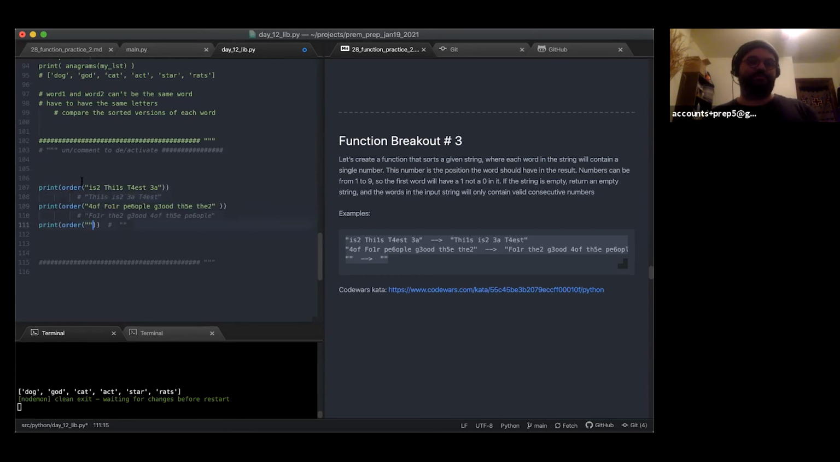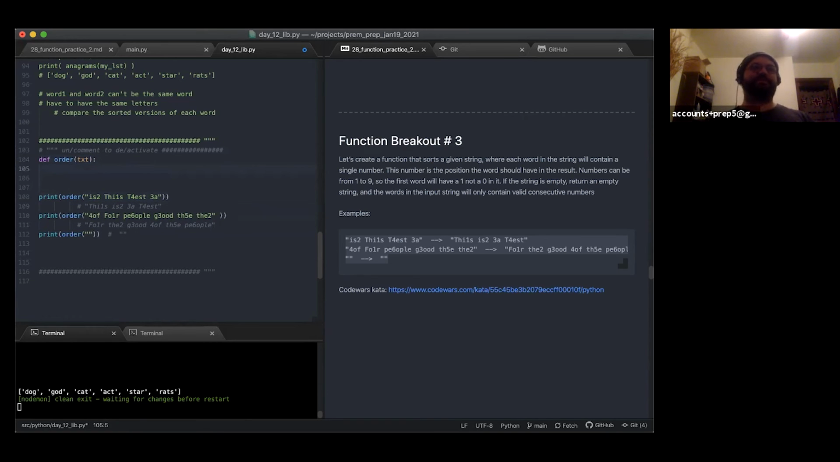All right, cool. So let's define def order. We'll take in text, some weird text, and it'll return ordered text. Well, let's do this. I want to say text in and text out.